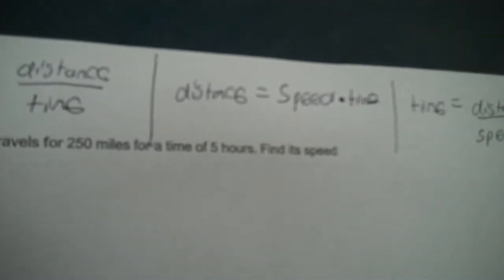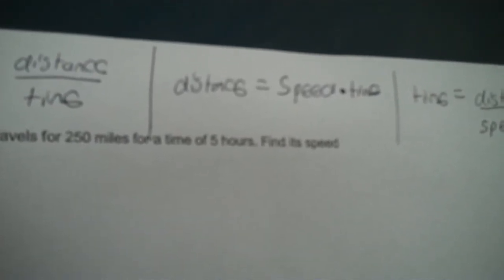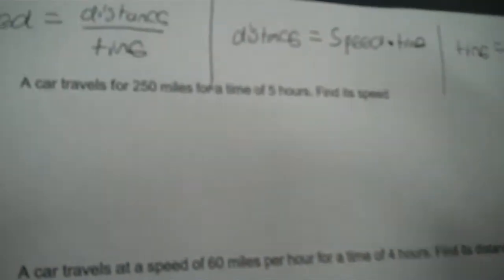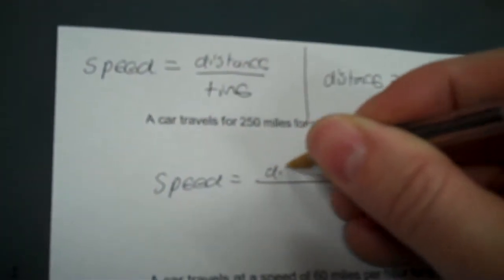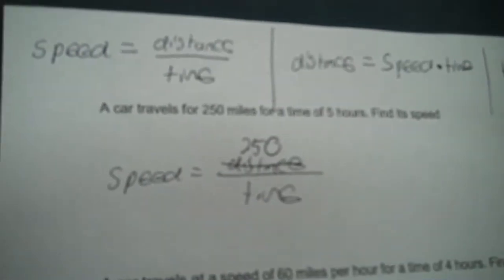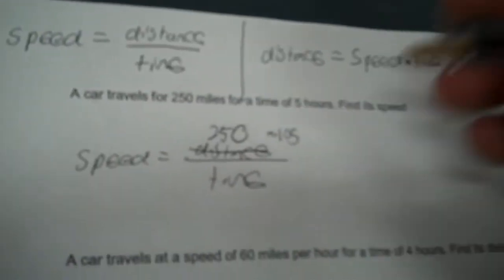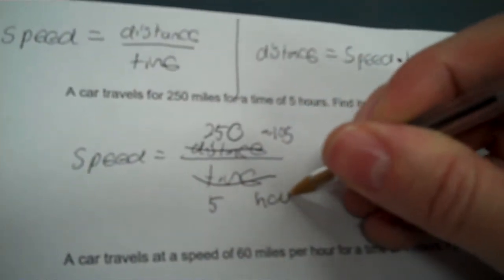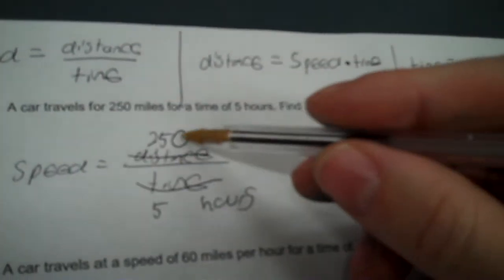A car travels 250 miles for a time of 5 hours. Find its speed. Okay? So we're finding the speed. So I use this formula up here, the first one. Speed equals distance divided by time. So distance is how far it traveled. It traveled 250 miles, okay? The time is 5 hours. So divide 250 by 5, and that's going to be 50.